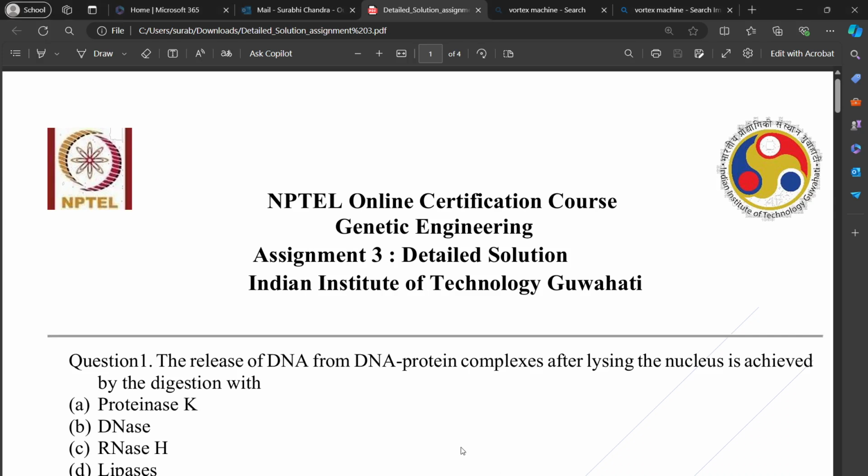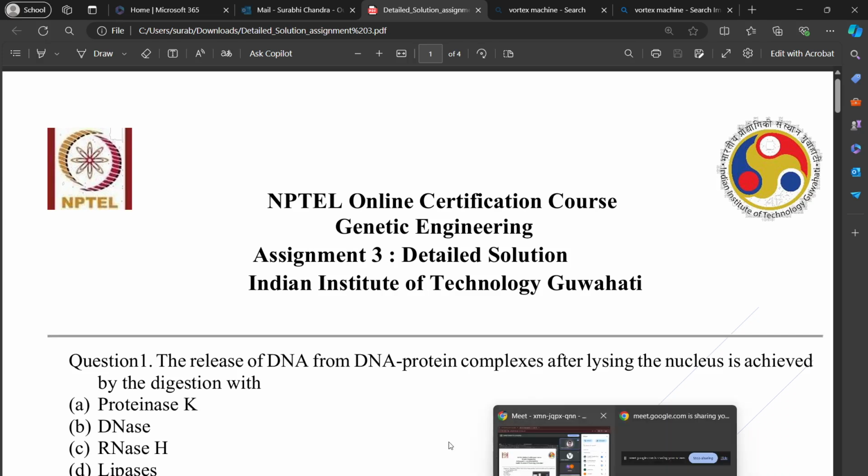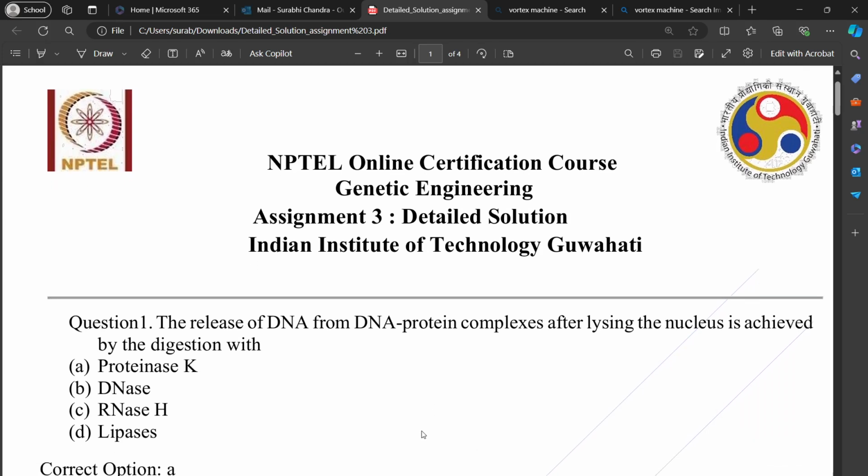Okay. So the release of DNA from DNA-protein complexes. DNA-protein complexes can be many, but we can also talk about histone proteins. After lysing, the nucleus is achieved by digestion with which enzyme? Can anyone take a guess? Yes, good. Okay, option A, proteinase K. Because DNase, we won't want that, because it will digest the DNA. RNase H is for RNA and lipase is for lipids. Okay.